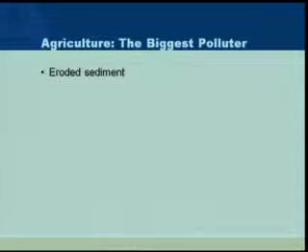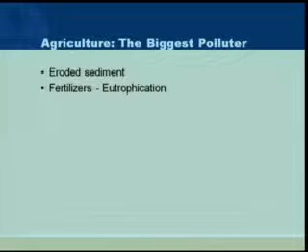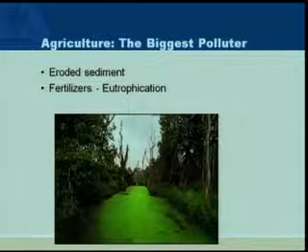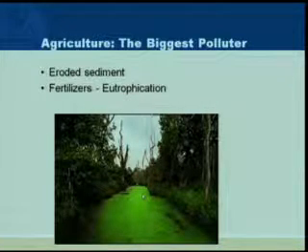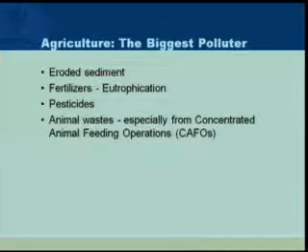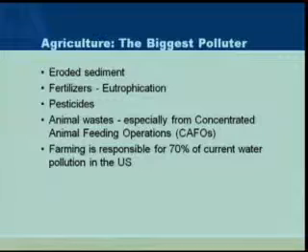It's a wonderful resource, but a lot of these things come into the Chesapeake Bay and cause pollution problems in the bay. There are also fertilizers, and it's called eutrophication. Too much fertilizer runs off from the field into the rivers. Algae will grow in these rivers, and this is a river actually. This is not a putting green. The algae will then die and sink to the bottom. Bacteria eat that algae and deplete the water of oxygen. We get dead zones. So eutrophication, pesticides, animal waste, and concentrated animal feeding operations. It's estimated farming is responsible for about 70% of the current water pollution in the United States.